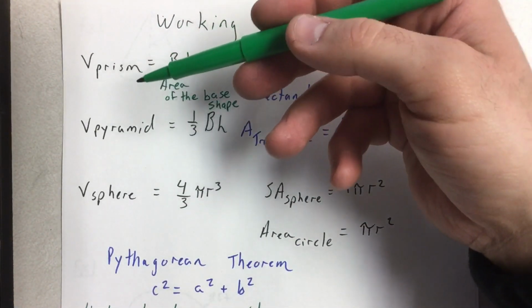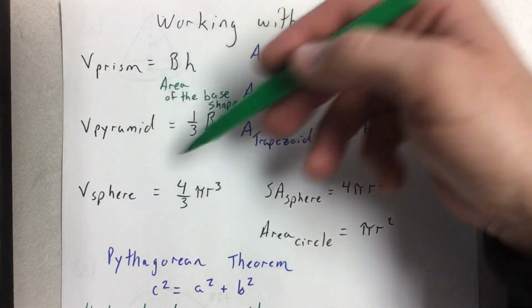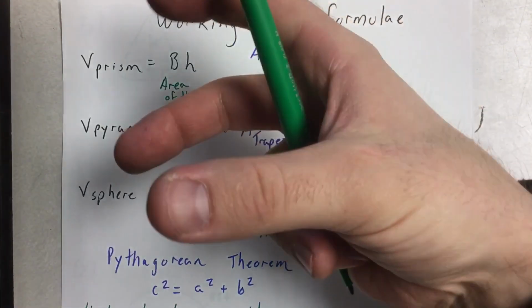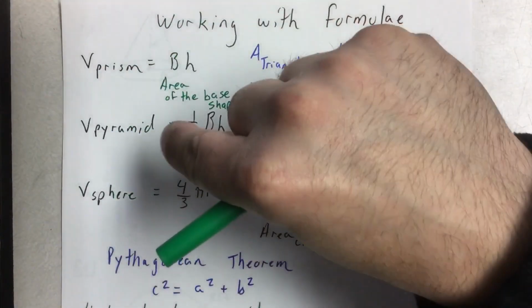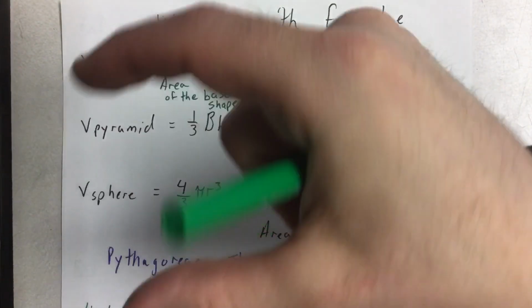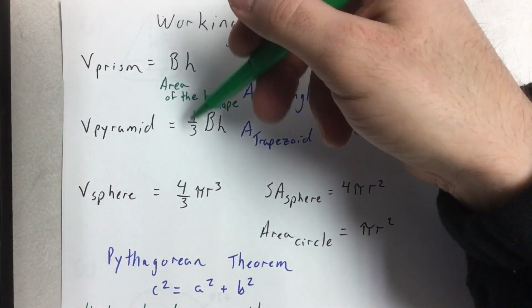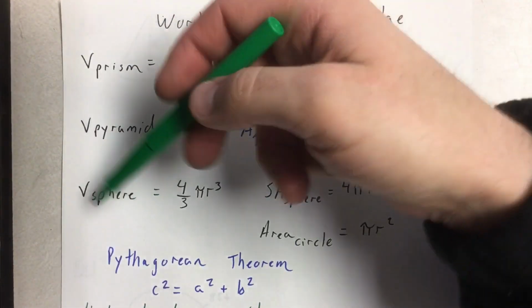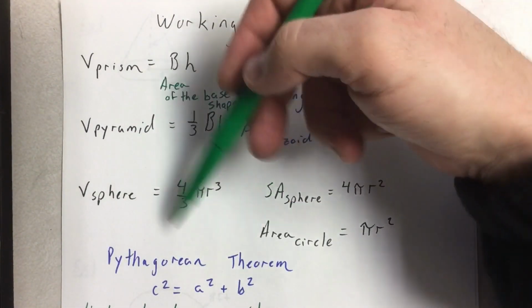So a pyramid, similar concept. What defines a pyramid is the faces all meet at a single point. So there's actually a point within the shape. Here we have 1/3 the area of the base shape times the height. And a sphere has a completely different formula.